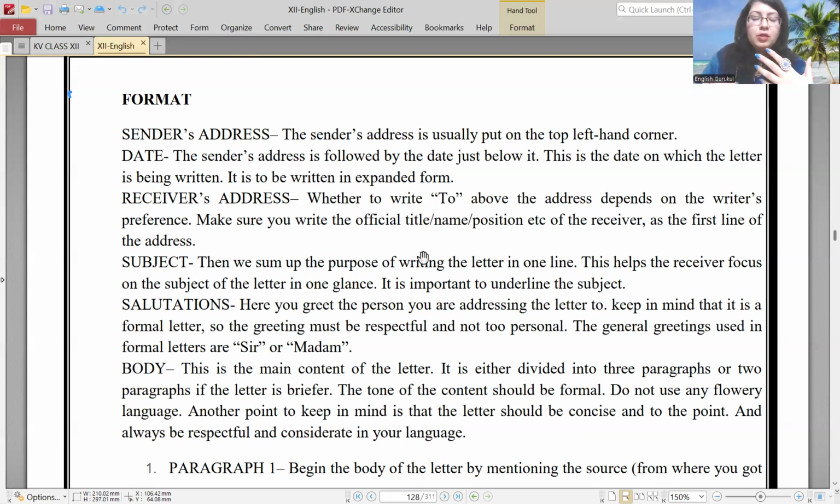They try to be very informal in nature, right? So you have to make sure that you are making use of respectful language and you're not being too personal. The general greetings used in formal letters are sir or madam, or ma'am, right? Sir or ma'am or madam.